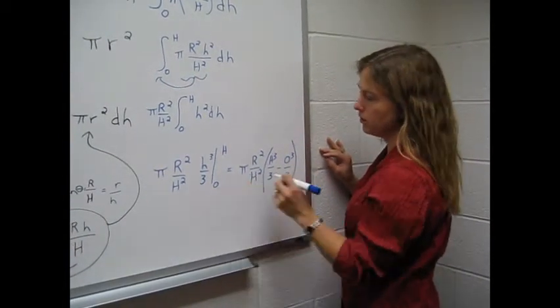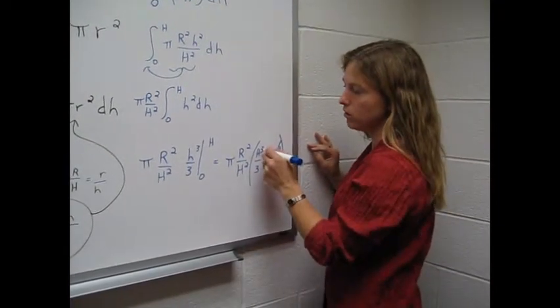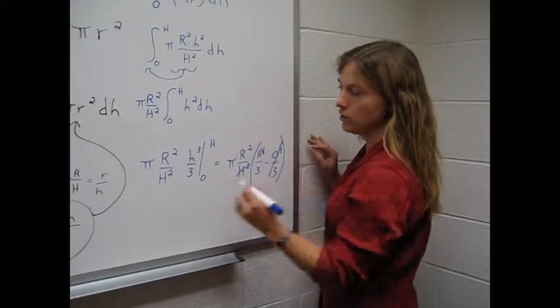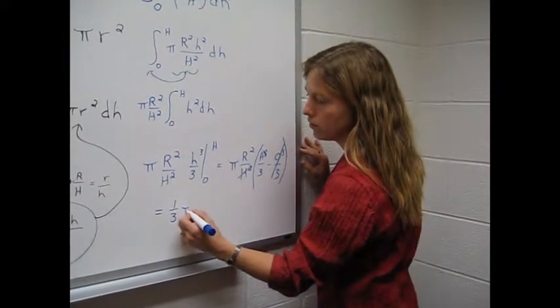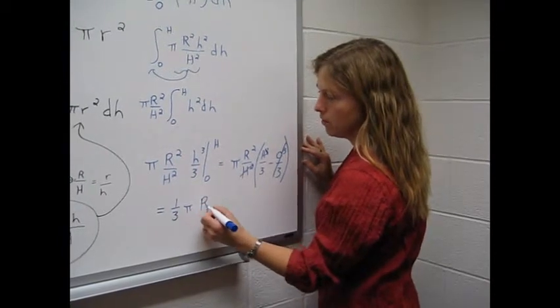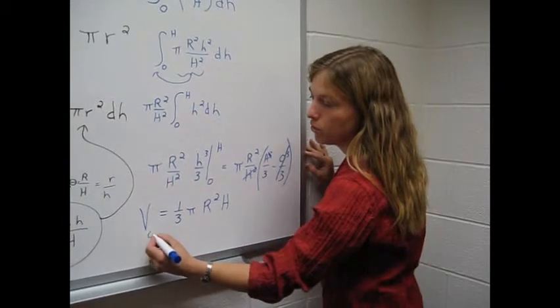Don't forget the lower limit. In this case it does cancel. H cubed over H squared is going to leave me with H. So my final answer is 1/3 times pi R squared times H, which is the volume of a cone.